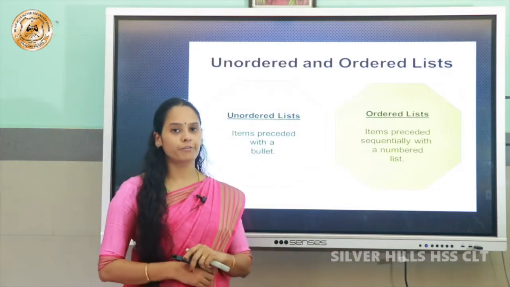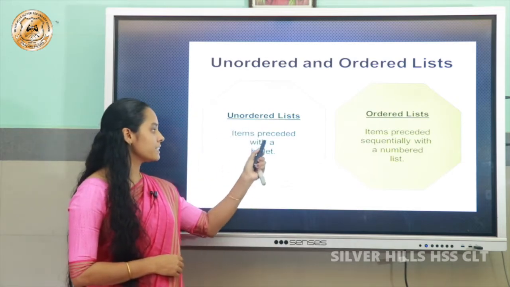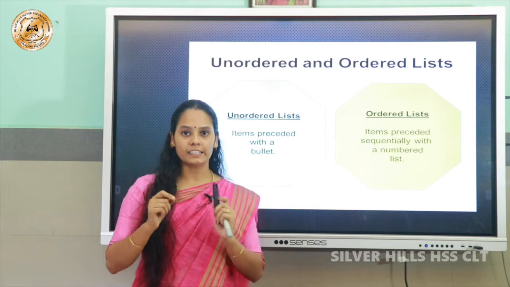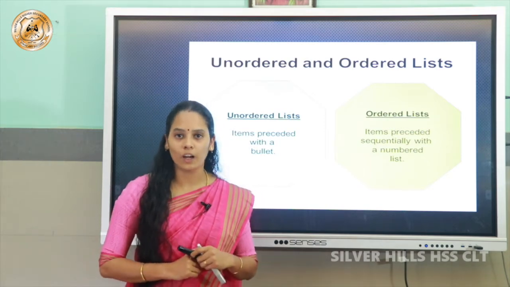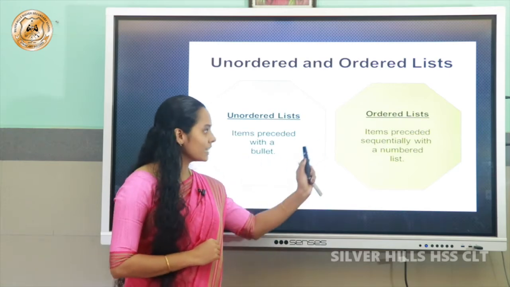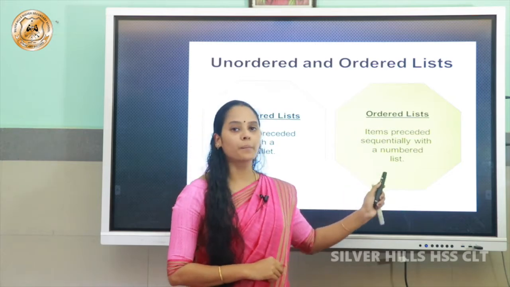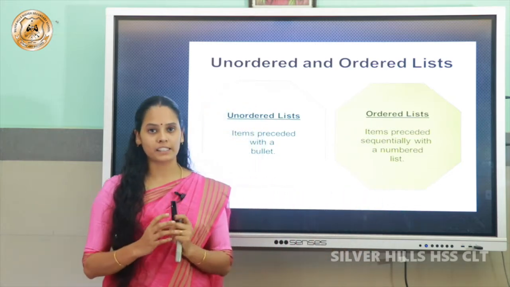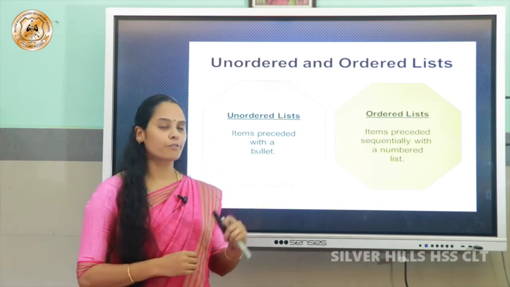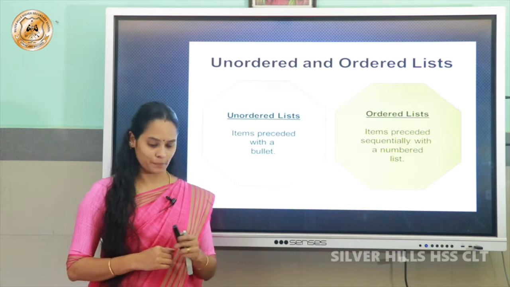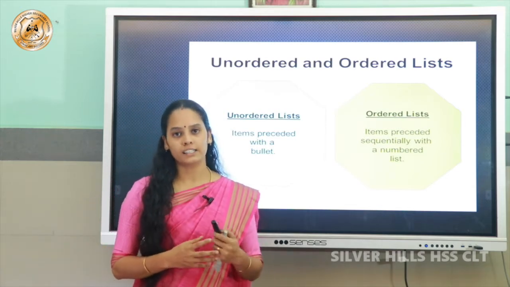So we can see the definition of ordered list and unordered list. Unordered list means items preceded with a bullet. So your list item contains bullet points in front of it. That is called an unordered list. And the second one is ordered list: items preceded sequentially with a numbered list. Numbered list means you can represent your items in the form of 1, 2, 3 or ABC, and such lists are called ordered lists. So let us see in detail what tags are required to create unordered lists and ordered lists.